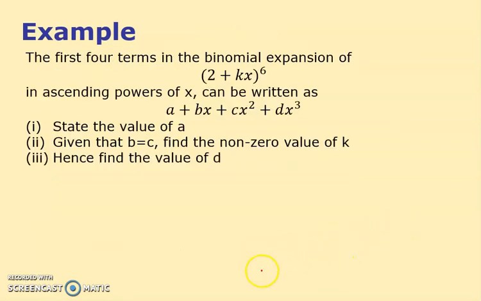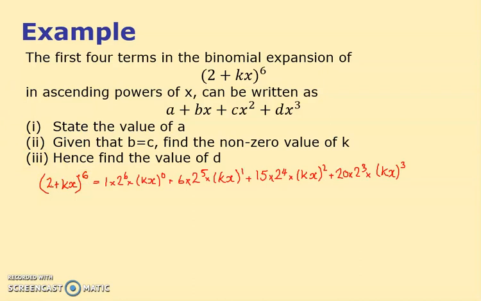Now we've got this question, plus one more to do. I'll get this started. I don't think I'll get time to finish it. So it says we've got 2 plus kx to the 6. State the value of A. Oh, right. So it tells me it's in this form. So if I do 2 plus kx to the 6, I will get this answer. I'll pause it and write them in. So there's my answer. And of course this can then be simplified. I'll write that answer in as well.